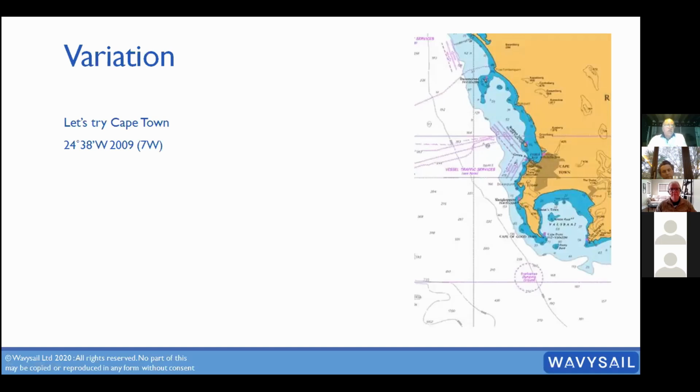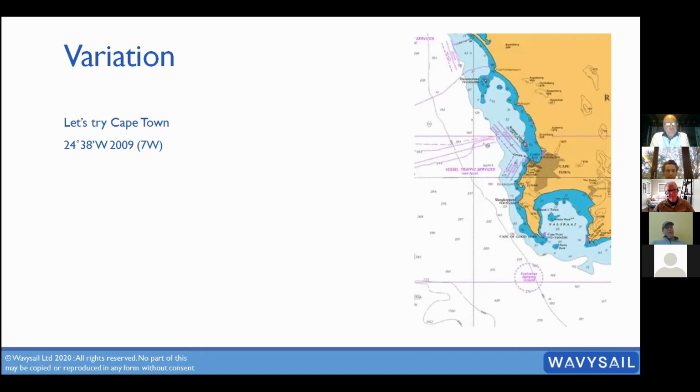A little quiz. Cape Town. We're 24 degrees west, 24:38 west, and that was in 2009. And it is a 7 degree west change. So now note that it's going with the change. So it's becoming greater, isn't it? So we'd add the two together. Unlike the previous example, where the one was going east and the one was going west. Give it a go. See if we can work out what variation I'm currently sitting in.